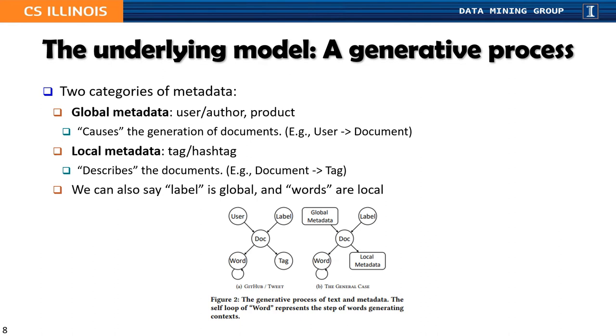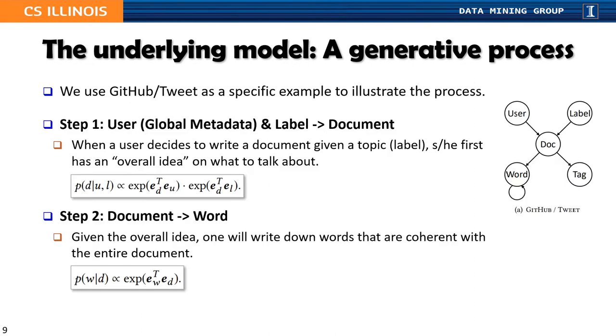For example, there first exists a user or a product, then some reviews are created by the user or for the product. From this perspective, users and products are both global. The second category is local metadata, which describes the overall idea of a document. The semantics of local metadata is based on the semantics of its associated document. From this perspective, tags and hashtags are local. We can also say the label is global and the words are local, although they are beyond our discussion of metadata. After defining global and local metadata, we can now illustrate our generative process.